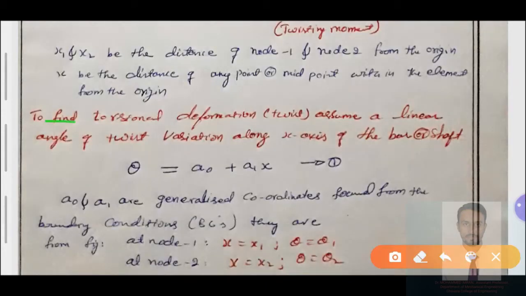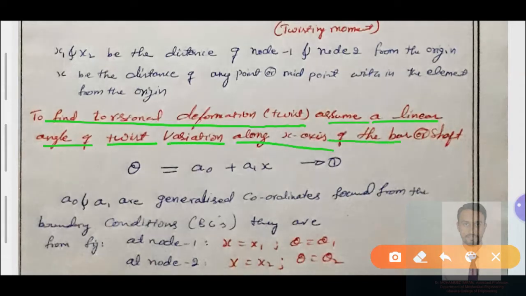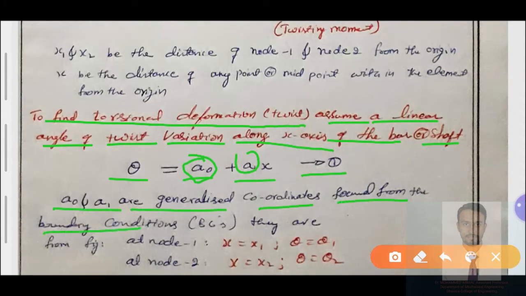To find the torsional deformation, assume a linear angle of twist variation along the x-axis of the shaft element. To find this shape function, we assume the polynomial displacement function for torsion of a shaft: theta equals a0 plus a1 x. Call it equation number 1. We need to find the generalized coordinate values a0 and a1, which are to be found from the boundary conditions.